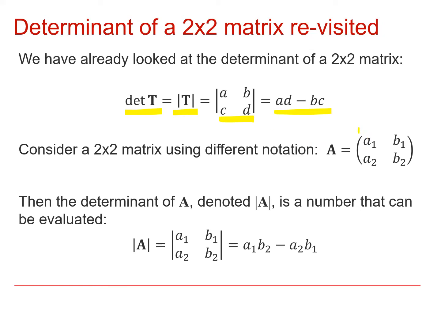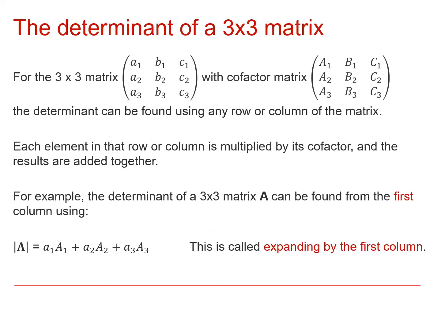If I use a slightly different notation, and this is more like we used in a previous video for 3x3, so I've got columns A and B and rows 1 and 2. And then if I want to find the determinant of A, I'm finding this determinant here, and that is how it would work out. So if we think about this in terms of 3x3 matrices then, if I've got a 3x3 matrix with these elements, then I can form a cofactor matrix for that, which will have these elements where A1 is the cofactor of this element here, so it would be the determinant of B2, C2, B3, C3.